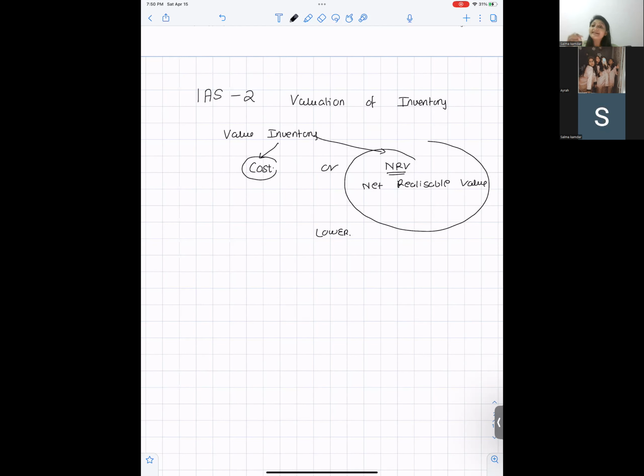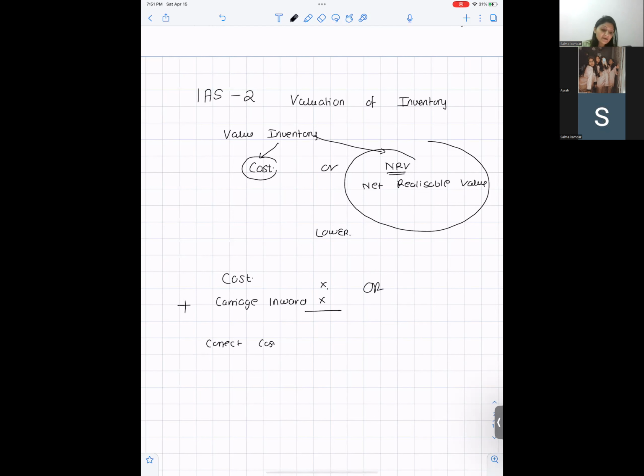When you are calculating the cost of your inventory, you will add the carriage inward to it. So whenever you are calculating the cost of inventory, if there is any carriage inward, you are going to add it to get the correct cost.